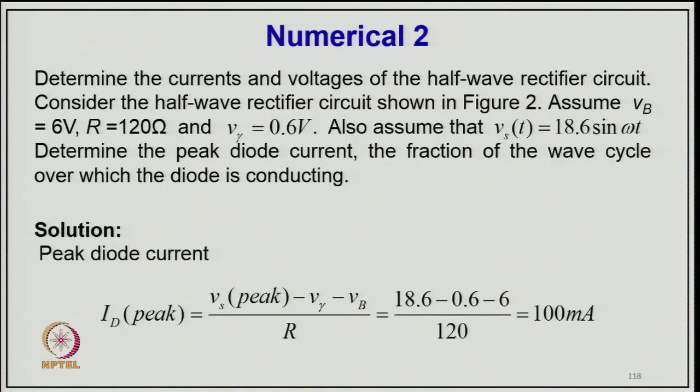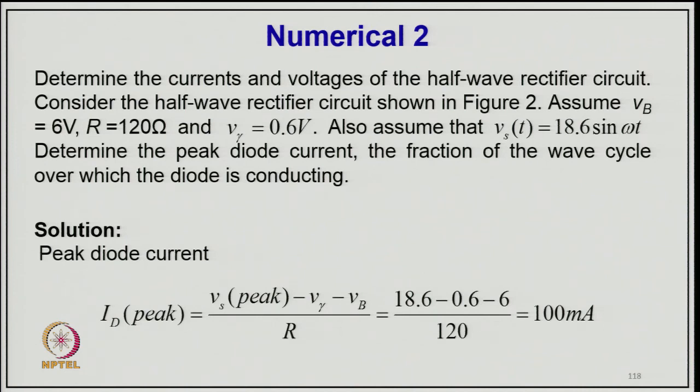So, coming to the numerical problem second, determine the currents and voltage of the half wave rectifier circuit. Consider the half wave rectifier shown in figure, assuming Vb equals 6 volt, R equals 120 ohm, and V gamma equals 0.6 volt. Also assume that Vs equals 18.6 sin omega t. Determine the peak diode current and the fraction of the wave cycle over which the diode is conducting.